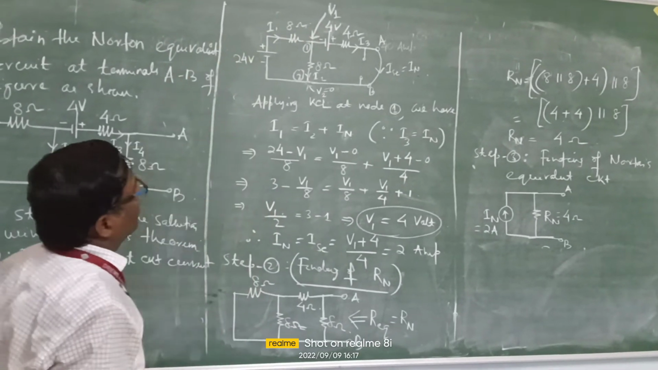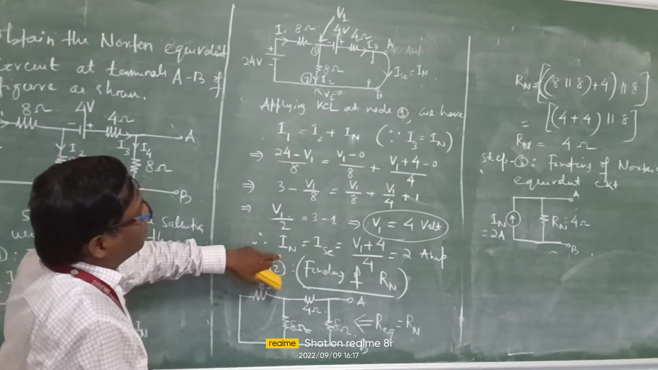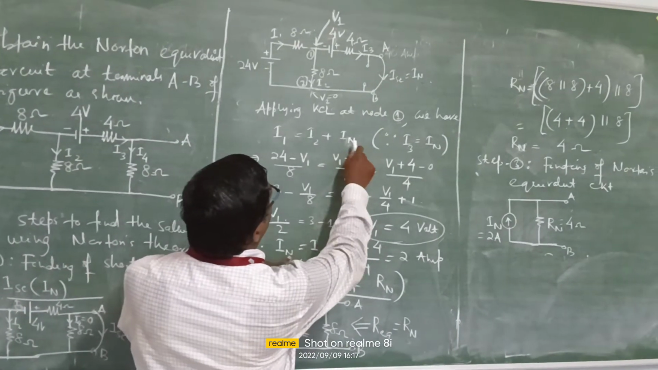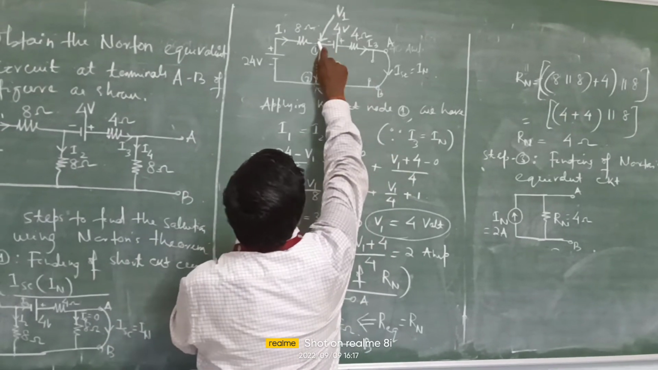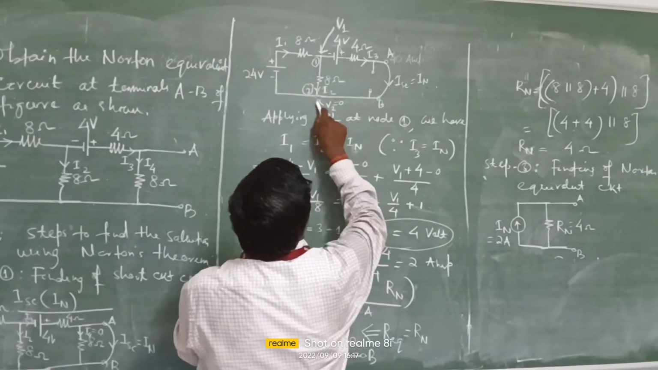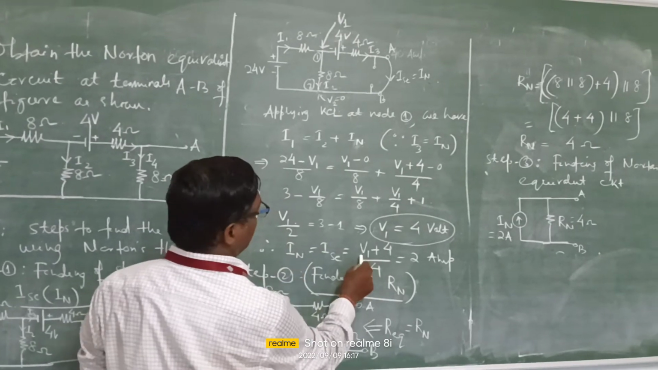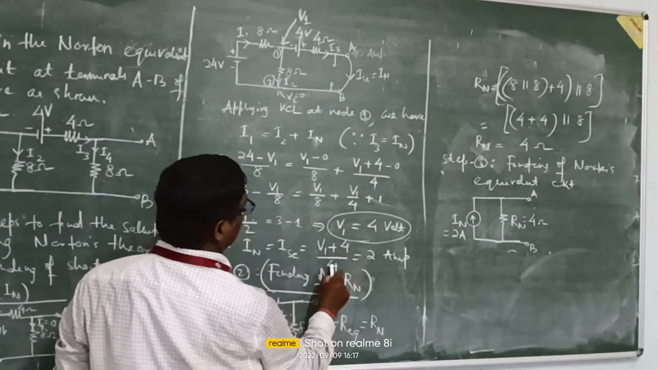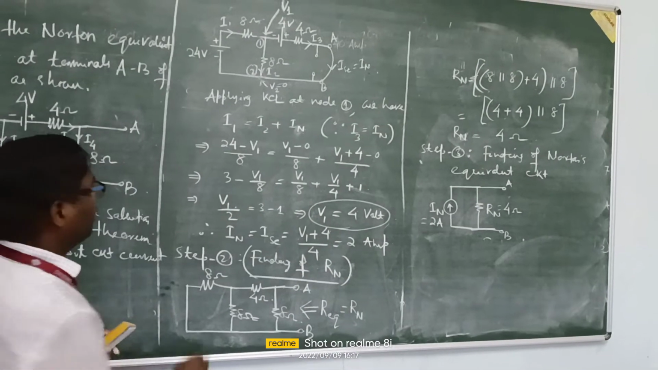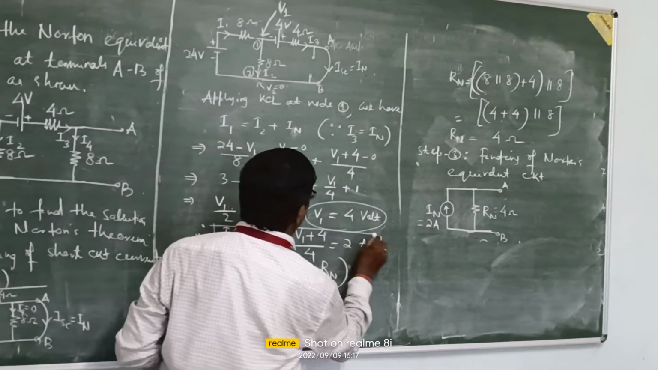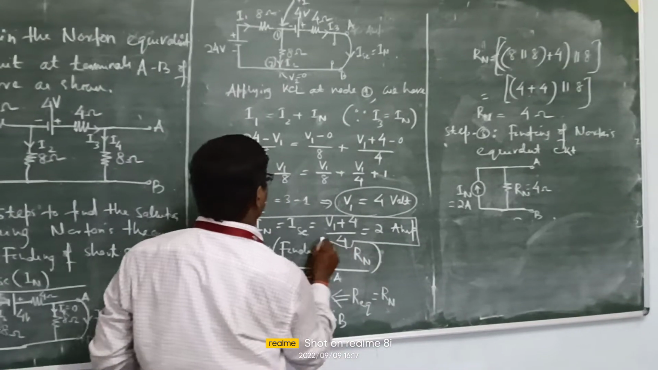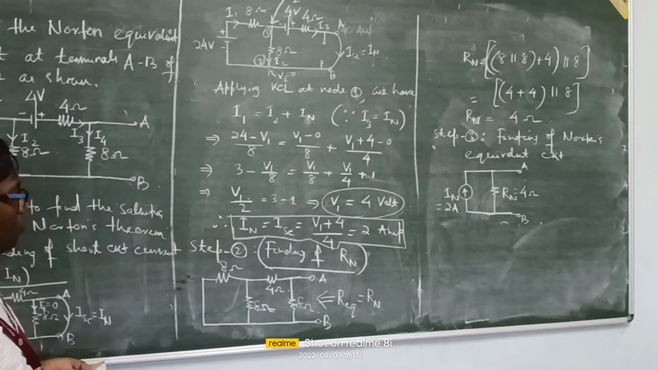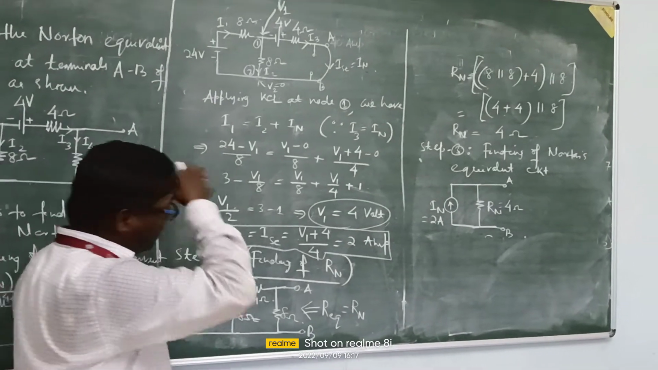Now our requirement is to find the short circuit current or Norton's current. So IN, how much is the IN value? (V1 plus 4 minus 0) by 4, that is (V1 plus 4) by 4, and with V1 value 4 plus 4, that is 8 by 4, which is 2 ampere. Now we got the value of Norton's current. Clear, all of you? Once you get the Norton's current, what is the next step?